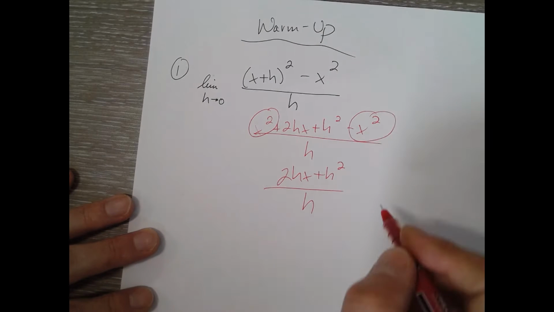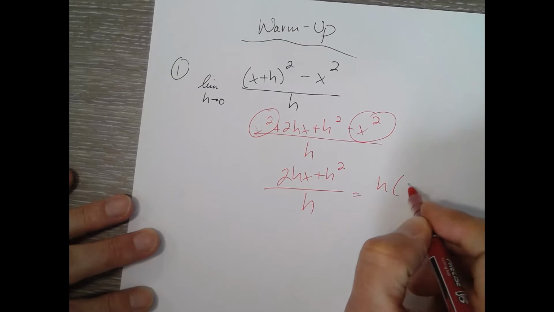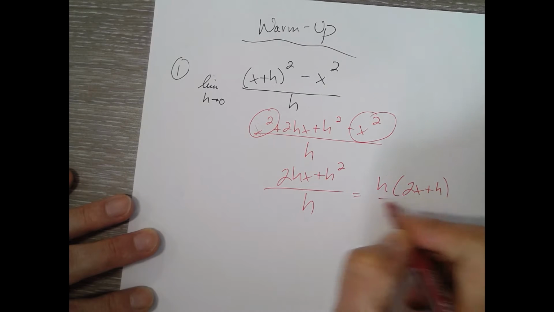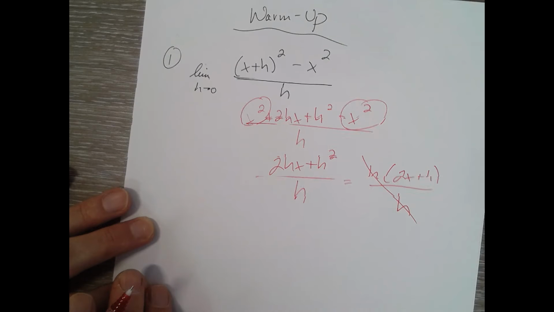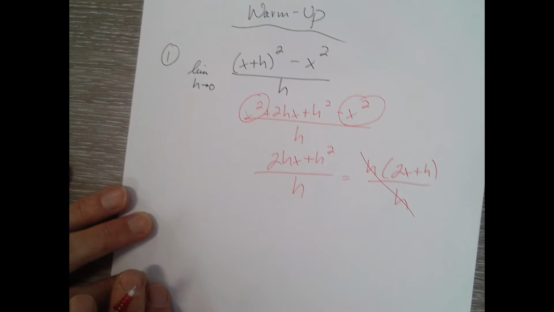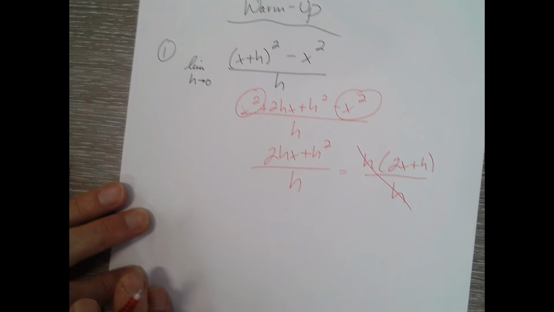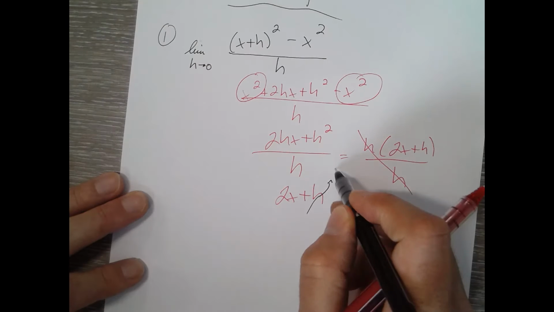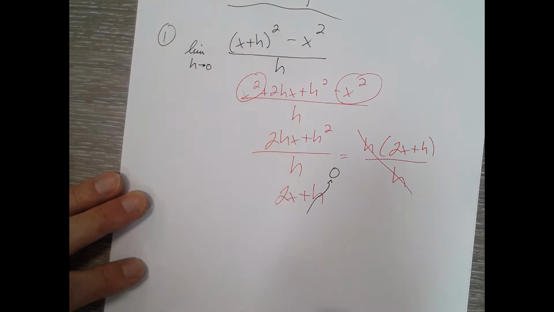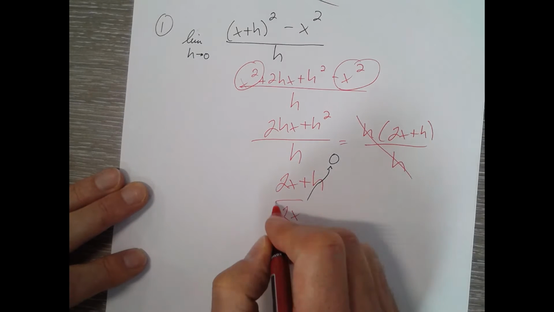Divide by h. So you're saying factor out an h. And then these h's divide off, so I get 2x plus h. Now what do I do? Good. h goes to 0, so I get 2x. That is the correct answer.